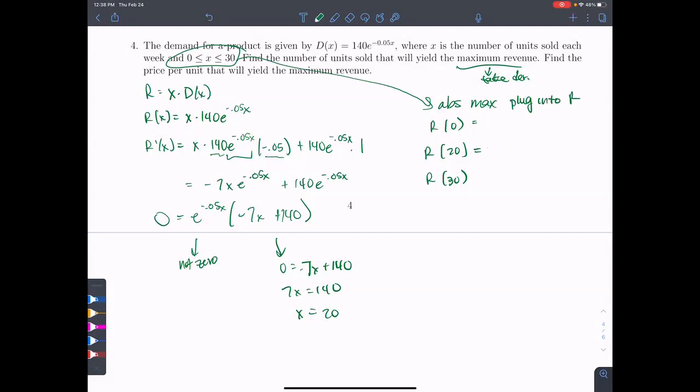Okay, so when we plug in 0, we're plugging in here. So if we plug in 0, it'll make everything go to 0. If we plug in 20, we would have 20 times 140 e to the negative 0.05 times 20. That is 1030.06. And then do it again with 30. $937.15. So this is the maximum revenue.